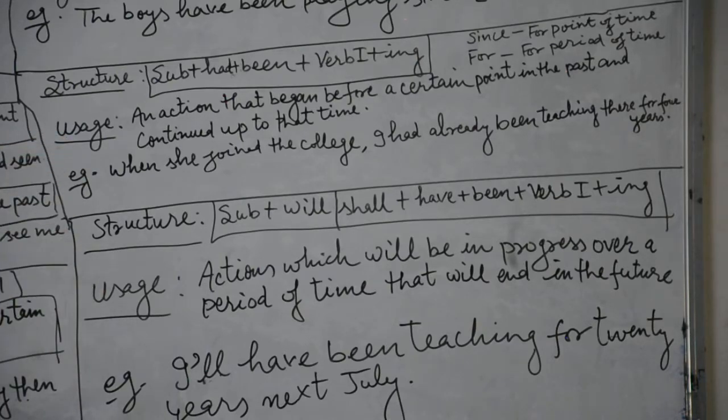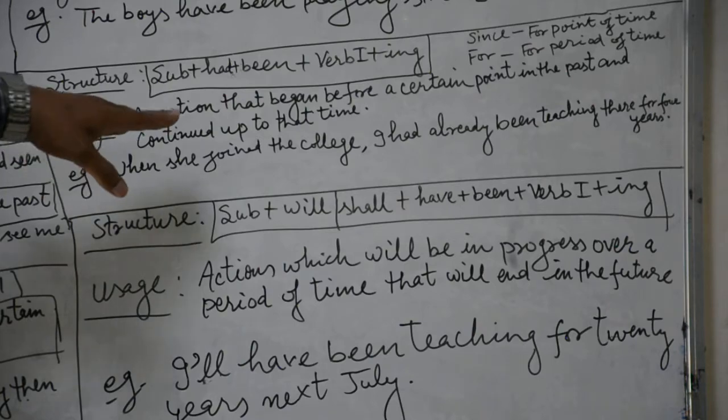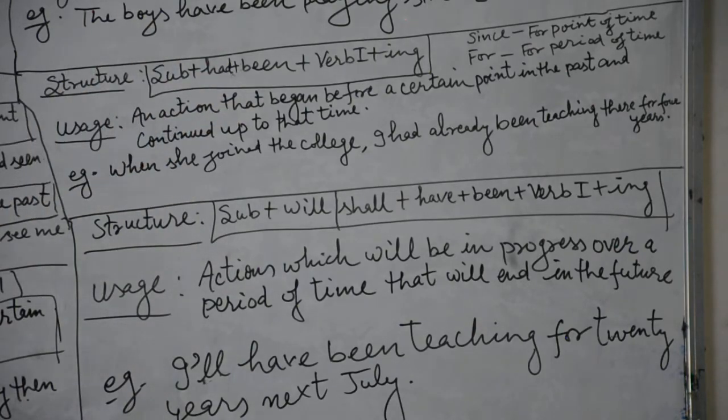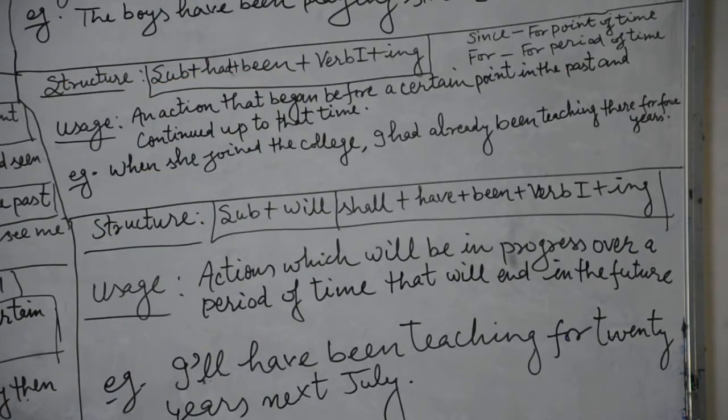What is the usage where you will use this tense? This tense is generally used to show an action that began before a certain point in the past and continued up to that time. Again, I repeat it. This tense is used to show an action that began before a certain point in the past and continued up to that time.